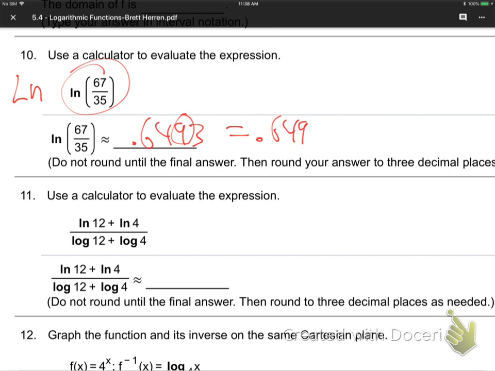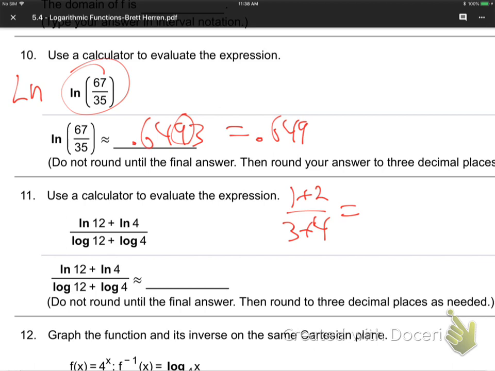Y'all getting that okay? Okay, now the number 11 is a little more tricky. As we do number 11, let me say something about just normal fractions. Number 11's got a real good lesson for us for more than just logs. If you were going to do 1 plus 2 over 3 plus 4 in your calculator, I mean, I know you wouldn't. You can just do that by looking at it.